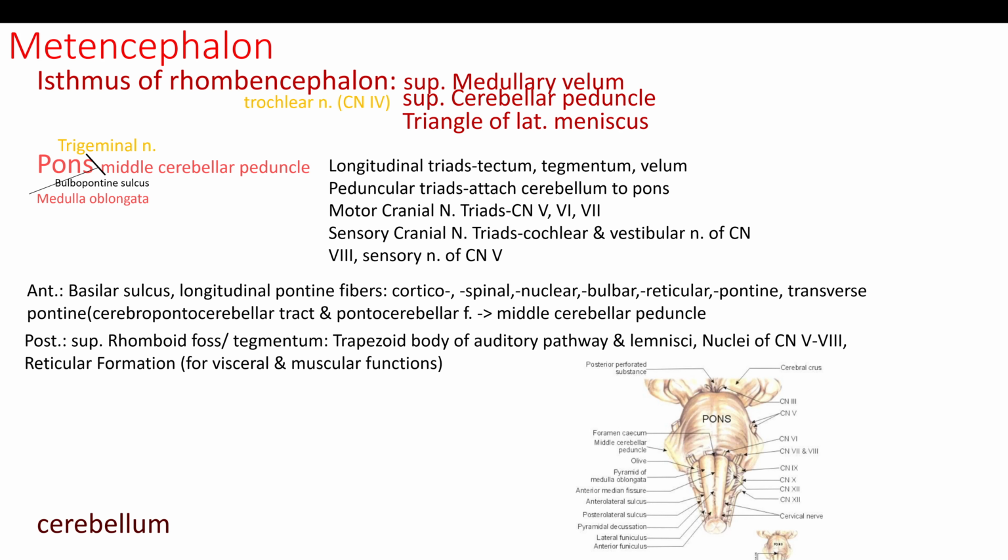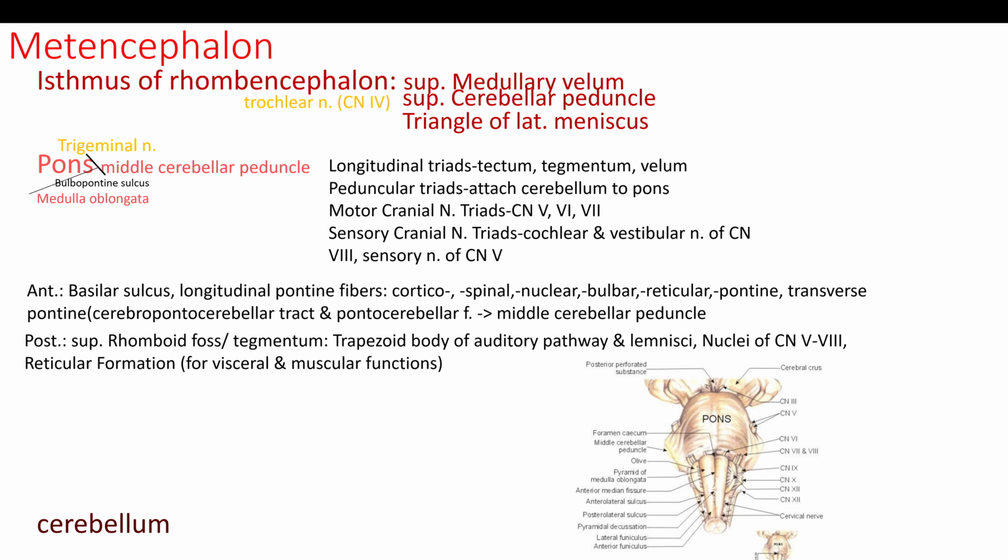Posteriorly, we've got the superior part of the rhomboid fossa, which is also the floor of the fourth ventricle, which we come to later. And the tegmentum of the pons includes the trapezoid body, which forms the auditory pathway with the anterior and posterior trapezoid body nuclei.